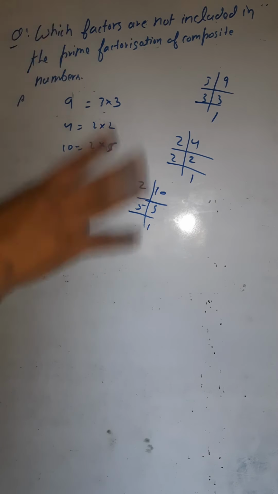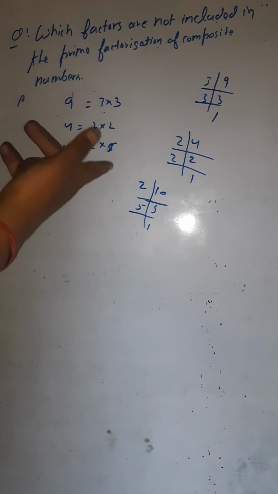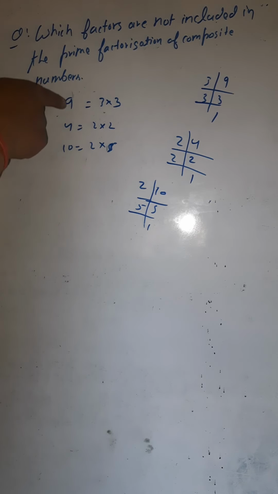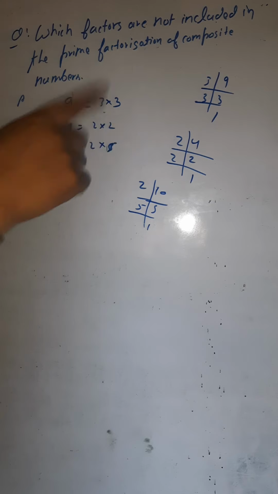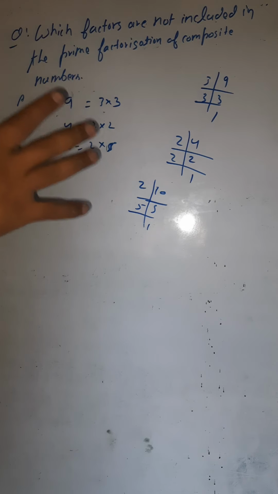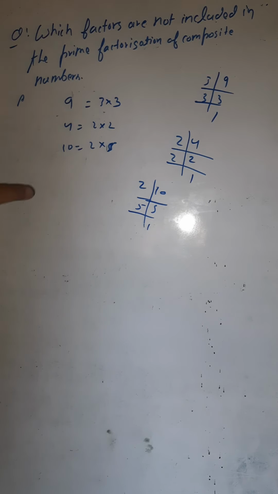Are you getting it? So in the prime factorization of the composite number, which numbers are not included? Means the number itself and 1. These two numbers are not included in the prime factorization of the composite number. So which numbers are not included?